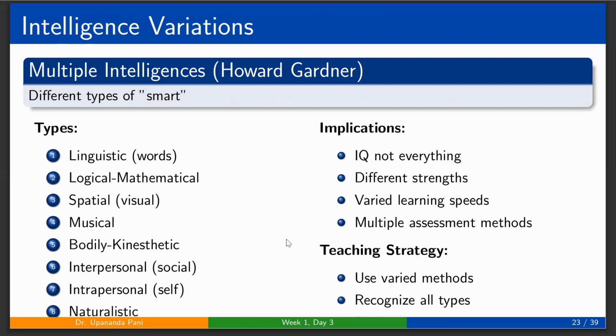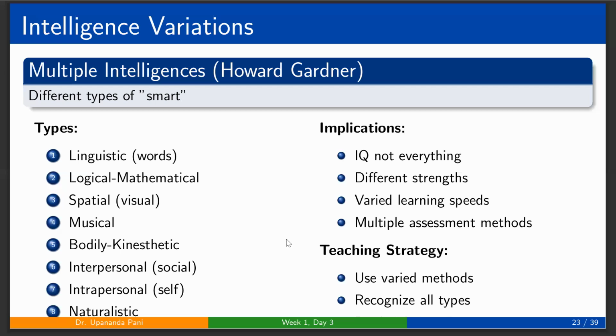So the types you can analyze are linguistic, based on the words, or logical or mathematical, musical, interpersonal, social. You can analyze basically the different types of intelligence variations. So the teaching strategy, what is important over here, first of all, when there is a huge intelligence variation in the class, is that IQ is not everything.